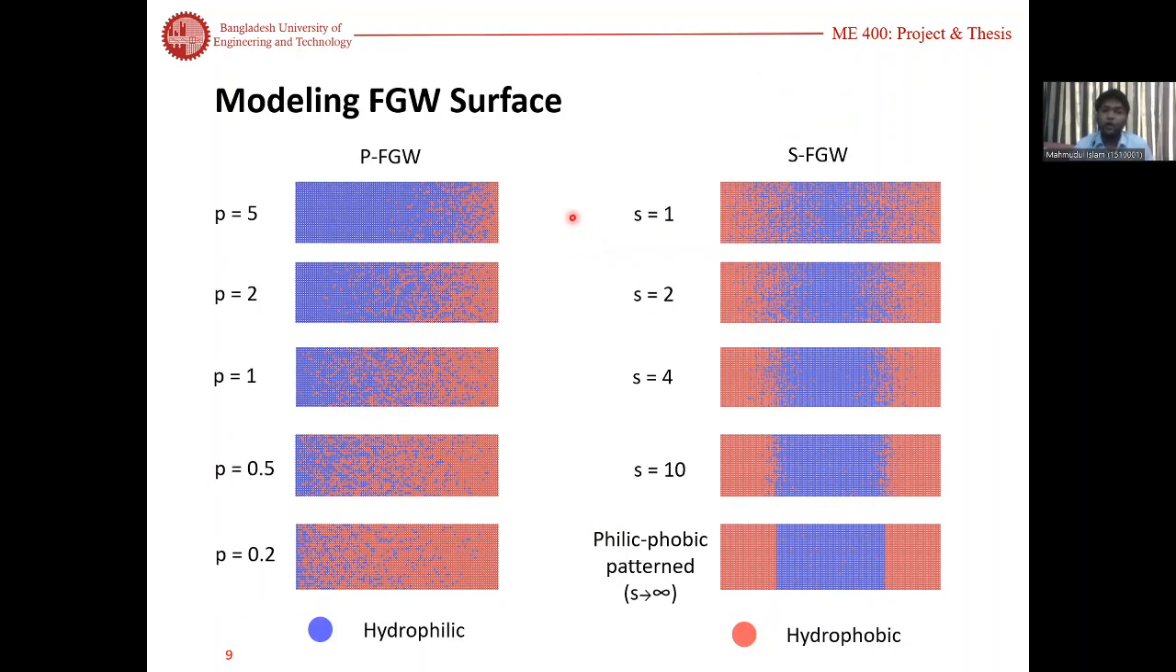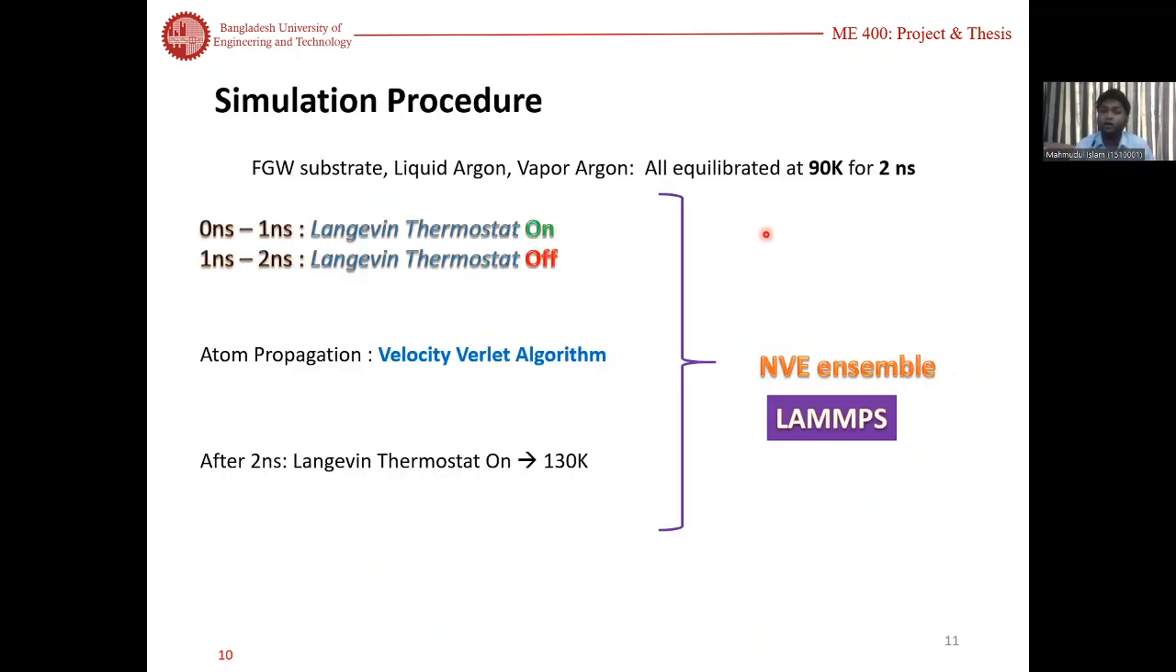So with our present modeling scheme, we have developed 10 different surfaces. And as we can see, these are the surfaces. And we have conducted thin film phase change heat transfer above these surfaces. Now, Shahriar will continue this presentation. Thank you, Mahmudul.